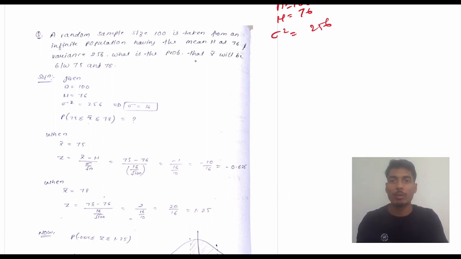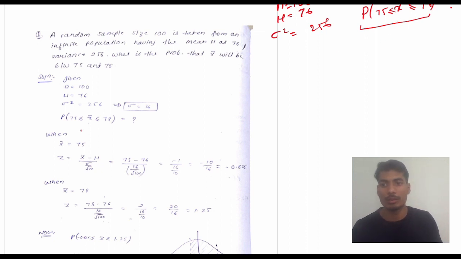Okay, what is the probability that x bar will be between 75 and 78? Means what is the probability of x bar less than or equal to 78 and greater than or equal to 75? This is our question. We don't know how to find this directly, but we know if we convert this in the form of z, then we know how to find it.